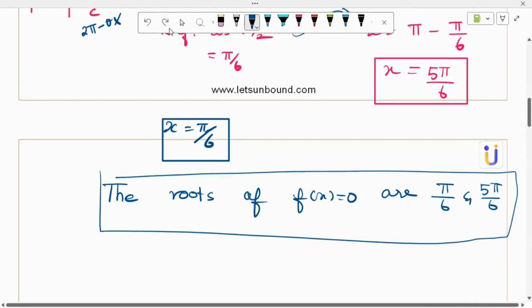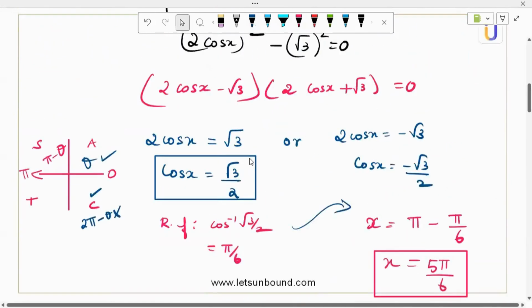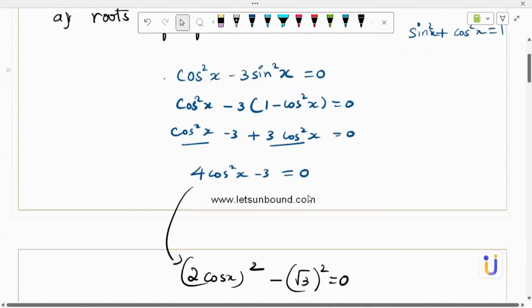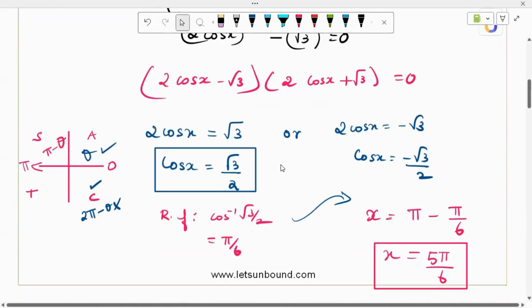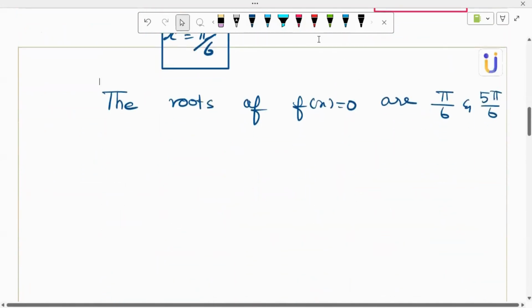This is the first part, and we can go with the next. So very simple: a normal factorization, a single trigonometric identity we applied, then a factorization using the basic identity, then solving simple trigonometric equations using the ASTC rule. That's it. We got it.